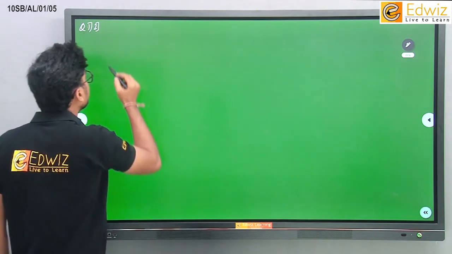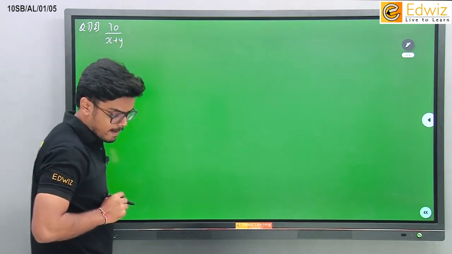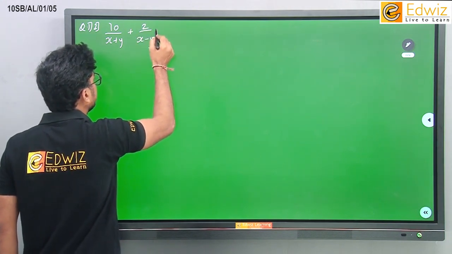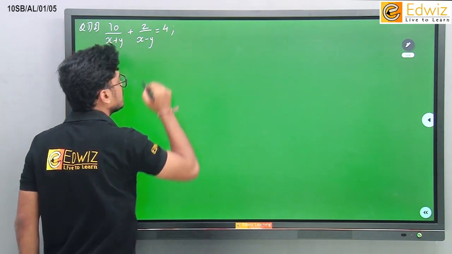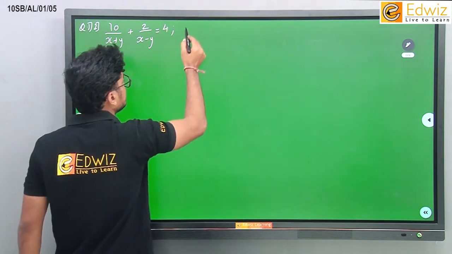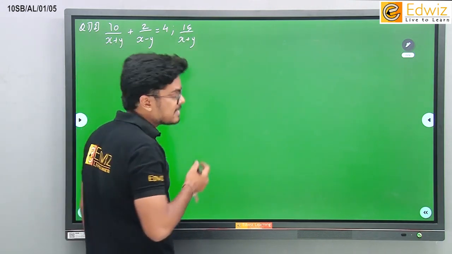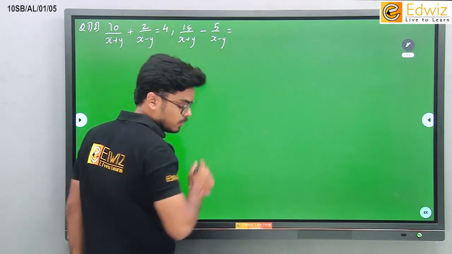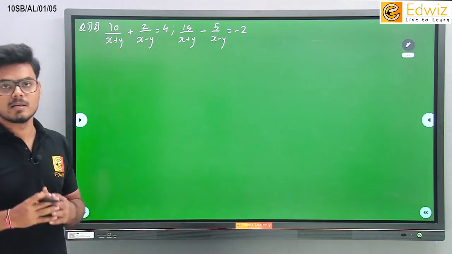The equations that are given are 10 upon x plus y plus 2 upon x minus y equal to 4. ये हो गया first equation. Second equation is 15 upon x plus y minus 5 upon x minus y equal to minus 2. Okay, these are the equations that are given to us.